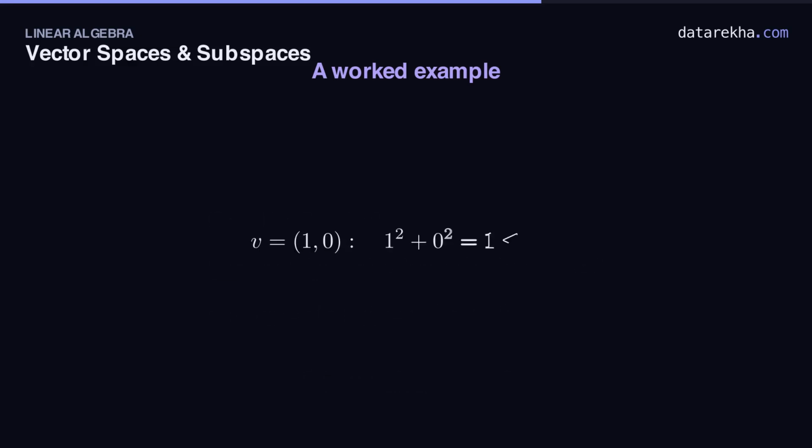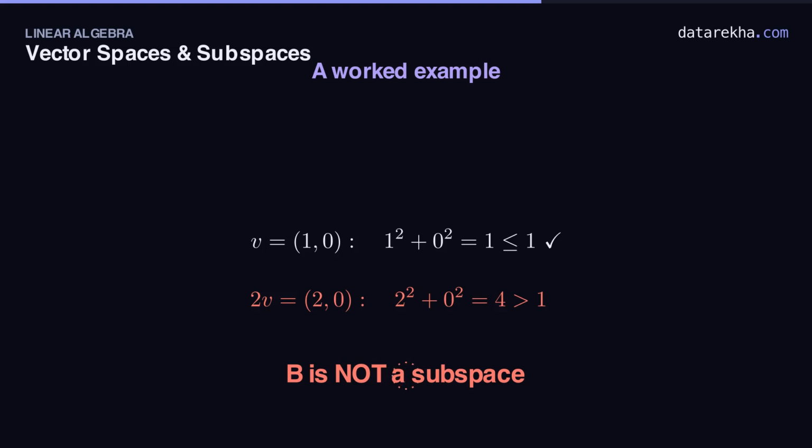Set B is the closed disk of radius 1. It does contain 0. But watch scaling break. The point 1, 0 sits inside. Double it to 2, 0. Now 2 squared is 4, bigger than 1. That point has escaped the disk. So B is not closed under scaling. It's bounded, and stretching leaves it. B is not a subspace.